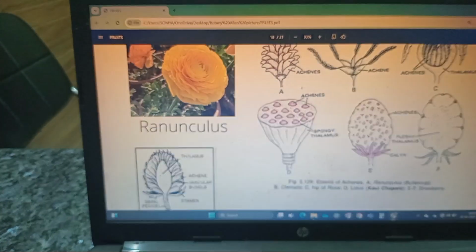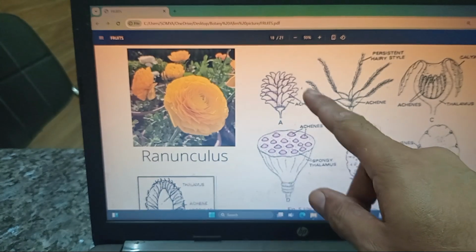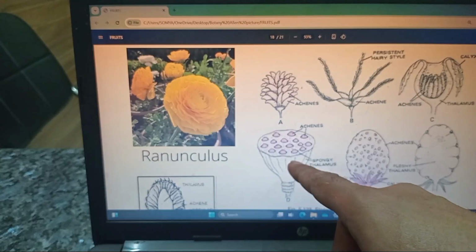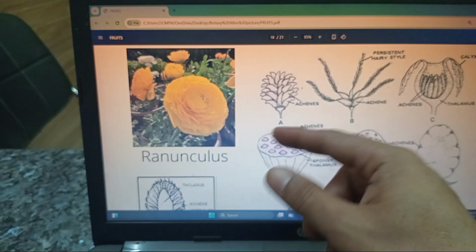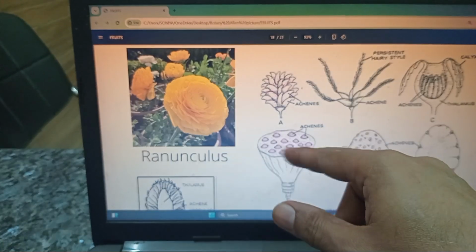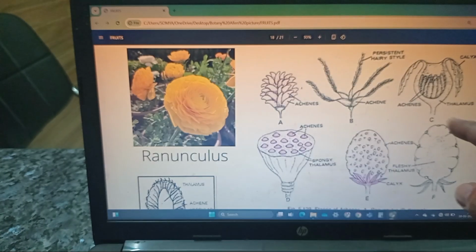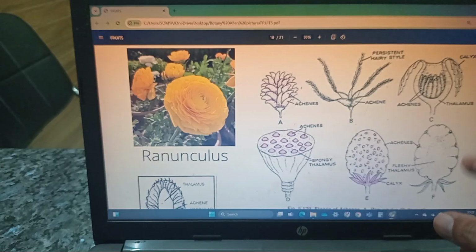This is, look here. This is multicarpellary and this is developing into the fruit. This is fruit of the Nymphaea, that is water lily. The fruit that you eat, round like this, of the lotus flower. Then this is the etaerio of achenes in the strawberry. So strawberry is etaerio of achenes, right?